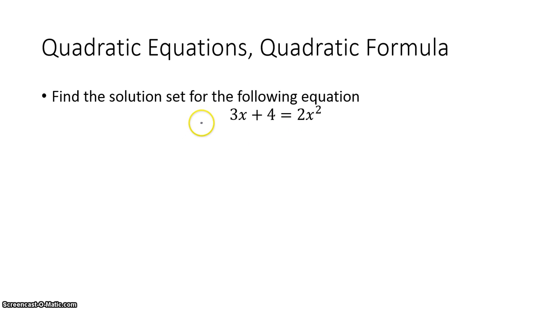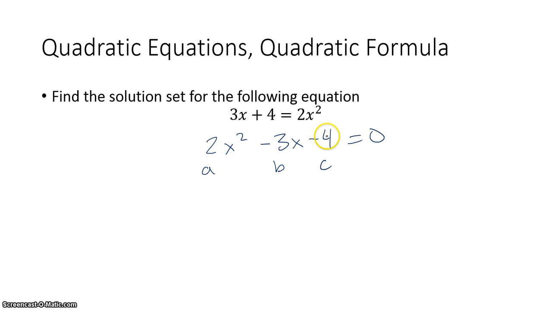The last method to solve quadratic equations is the quadratic formula, which I'm sure everybody remembers. Again, we want to write this equation so that it is in general form, meaning everything on one side equal to 0: 2x squared minus 3x minus 4 equals 0. Once we do this, we need to identify a, b, and c. So a is 2, b is minus 3, c is minus 4. And we can go ahead and apply the quadratic formula.